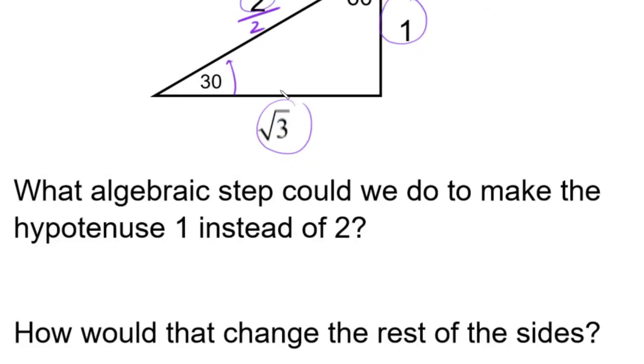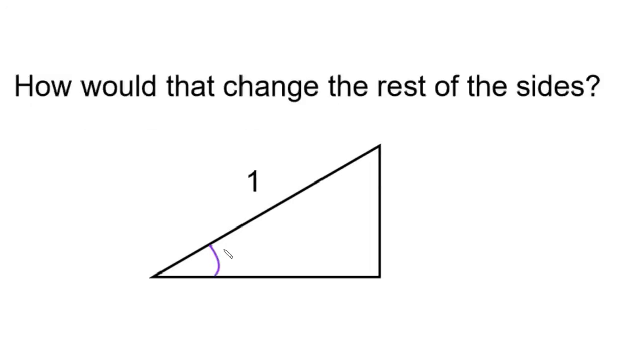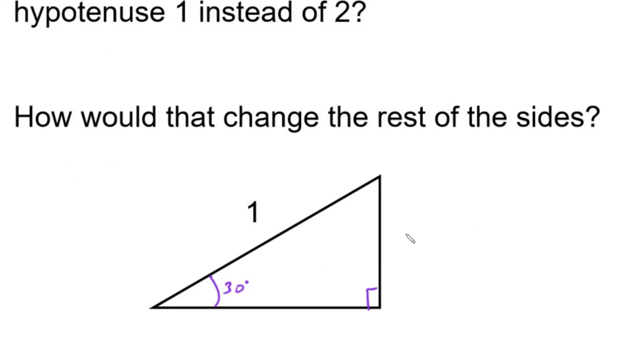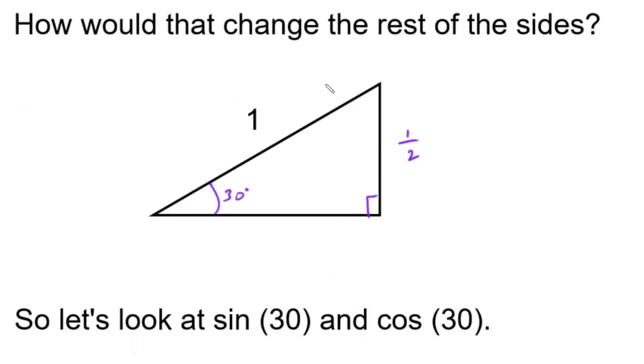So how would that change the rest of the sides? Well, here's your 30-degree angle, and here's your right side. You'd get 1 over 2, and then you would get square root of 3 over 2. Sorry for all the scrolling.